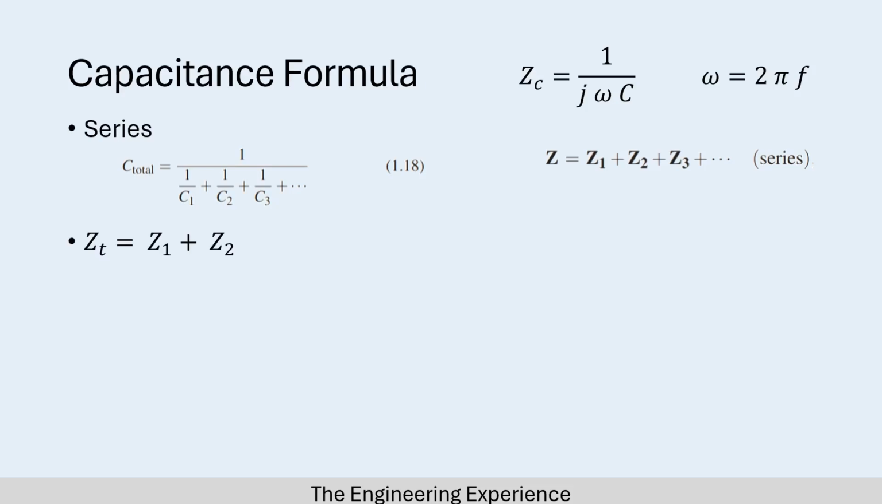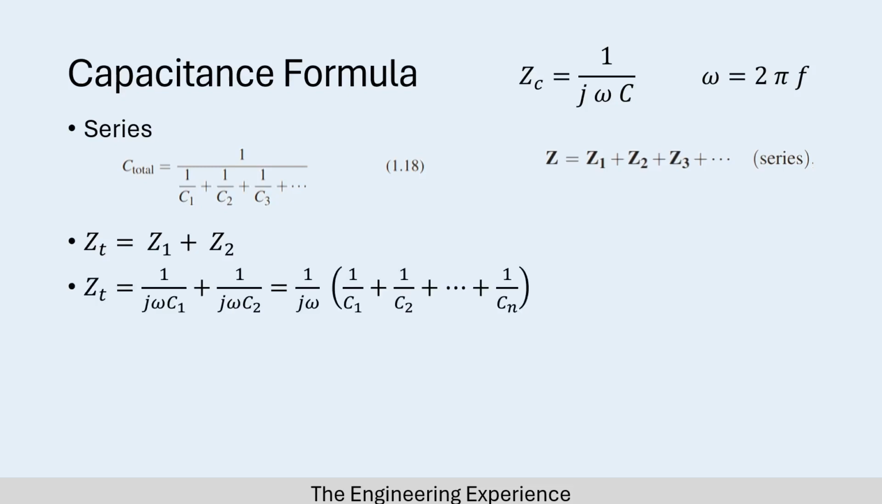So Z total, or total impedance, is equal to Z1 plus Z2. Plugging in this formula and denoting the two capacitors that we're using for this calculation as C1 and C2, replacing Z1 with this formula, we get 1 over j omega C1 plus 1 over j omega C2. And then if we rationalize that, we can bring out 1 over j omega on the outside and keep the capacitances on the inside. You can see over here that I have generalized the formula to include Cn as well, but it's the same solution if you use two capacitors or more.